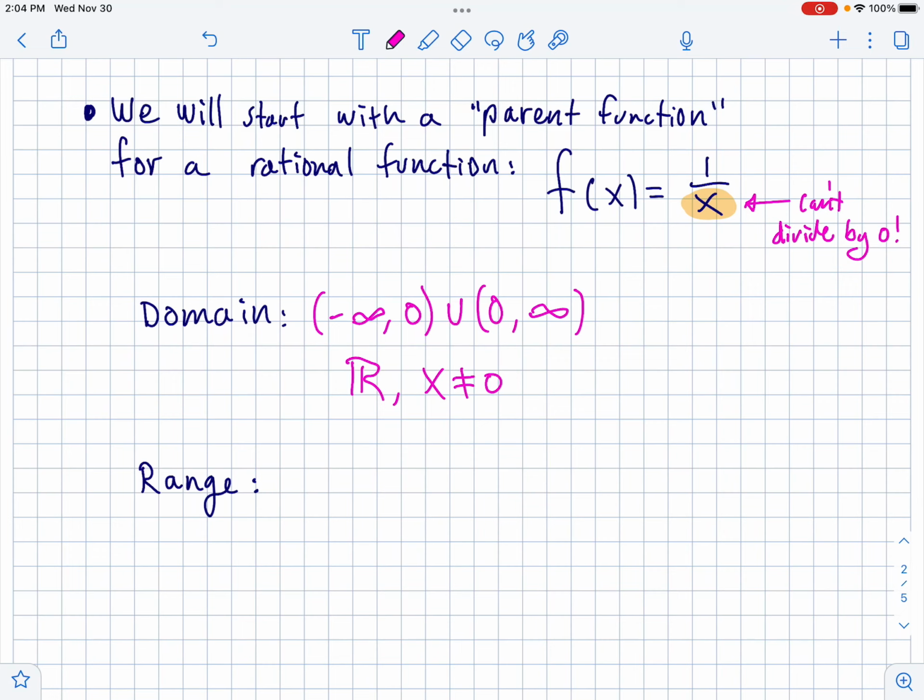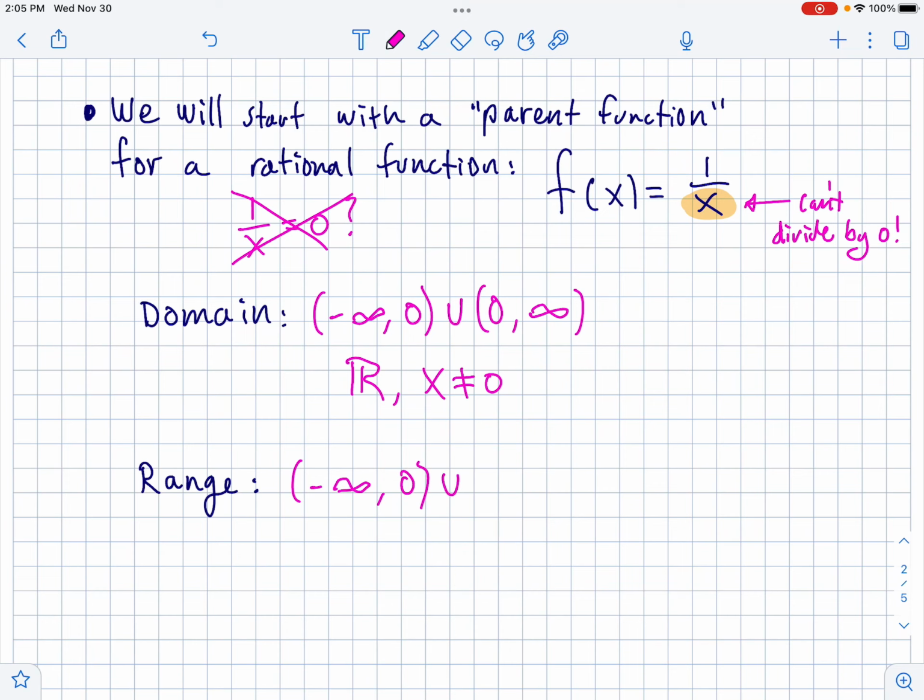Same thing with the range. I realized I was talking about it earlier, but if you think about all the different numbers that can come out of there, if you put negatives in, you get negative fractions. If you put positive, you get positive fractions. If you put fractions in, you get whole numbers. If you put negative fractions in, you get negative whole numbers or bigger numbers. But you still can't get a 0 out of it because there's no solution to 1 divided by x is equal to 0. If you try to solve for x, it just doesn't work. You're going to end up dividing by 0.